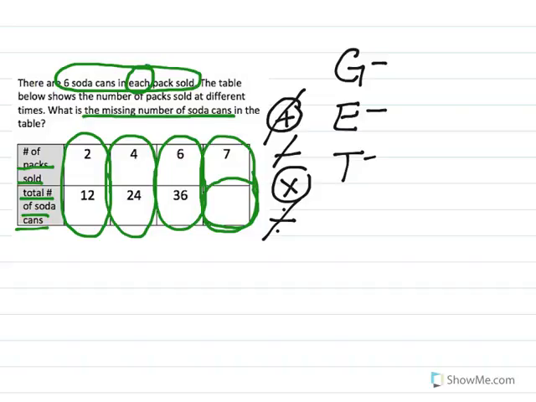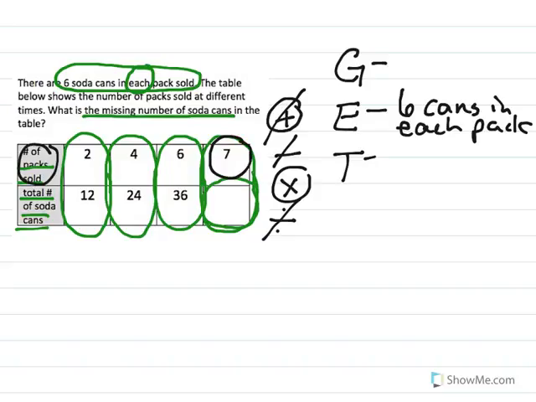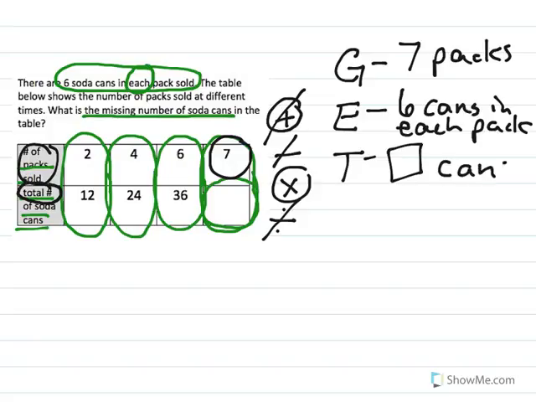So now we can use our GET strategy to plug in the information we know. We know the each. We know there are 6 soda cans in each pack. So I'm going to put here 6 cans in each pack. Now, since I'm only solving for the 7, that's the only one I'm going to look at right now. It's telling me that there are 7 packs sold. That's my groups. There are 7 packs sold. And I'm trying to find the T, the total, like it says in my table, the total number of soda cans.